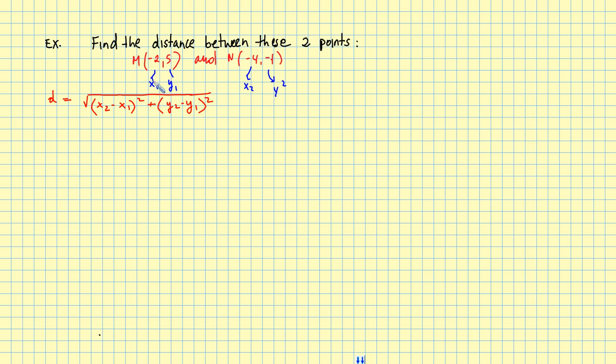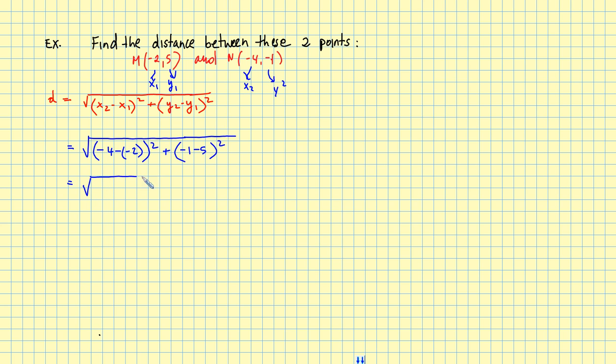So all I have to do now is say, my x2 is negative 4, my x1 is negative 2. So I need the square root of negative 4 minus negative 2, all squared, plus negative 1 minus 5, all squared. And those are my y values. So the first one was the x values, and the second one was the y values.